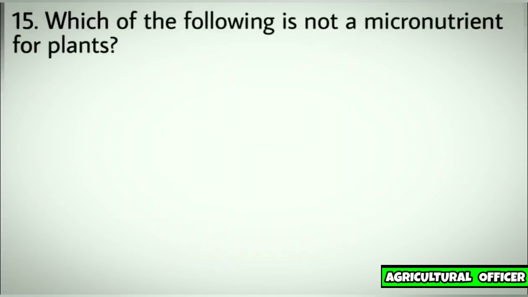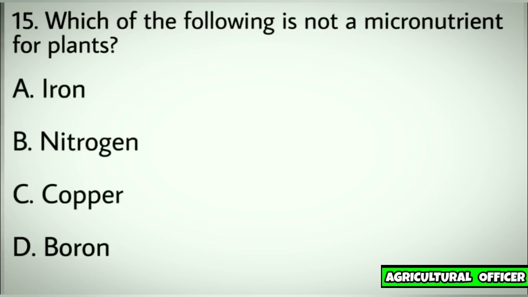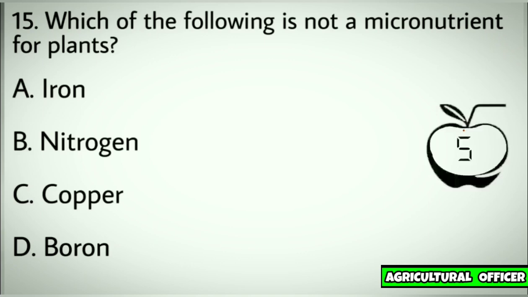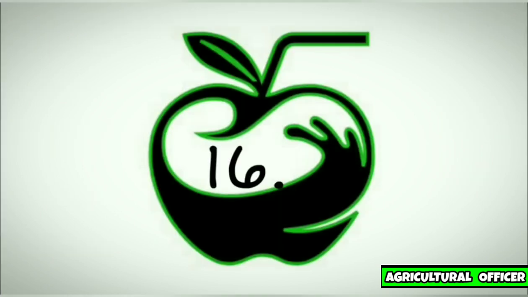Question number 15. Which of the following is not a micronutrient for plants? Options: A. Iron, B. Nitrogen, C. Copper, D. Boron. Correct answer: B. Nitrogen.